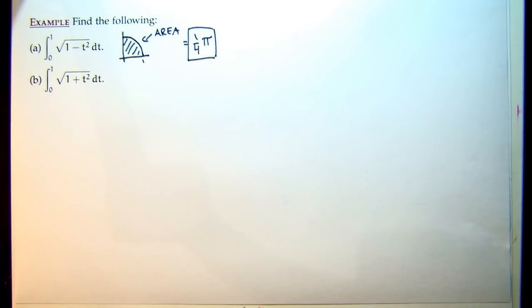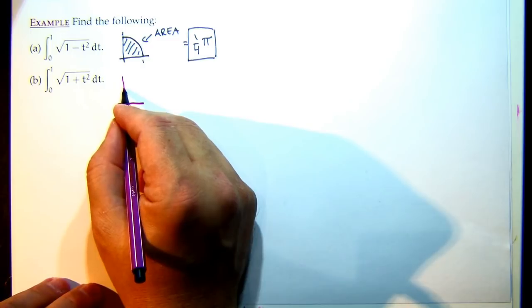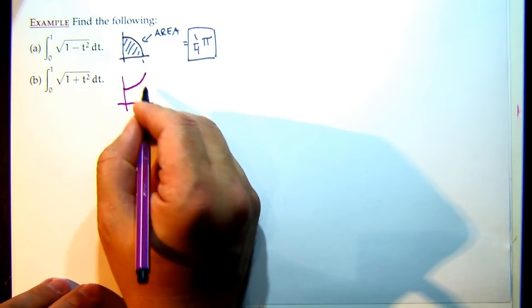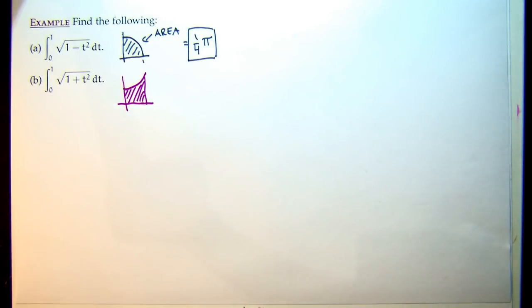Use geometry. Part B, well, we only make a small change. How much can that really affect us? Integral from 0 to 1, square root of 1 plus t squared dt. Well, now the problem is it's not a circle. It's a part of a hyperbola. And so, unfortunately for us, we don't learn the area under hyperbolas because, for one thing, it's not a contained space. If it's not a contained space, there's not a nice formula because, in some sense you could argue there's infinite.